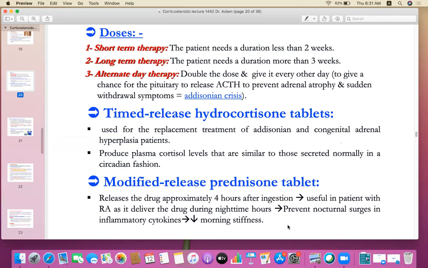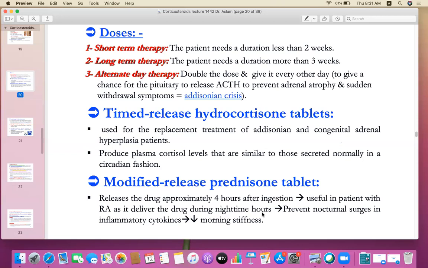But this tablet is prepared in this manner, it will not be able to break down in 30 minutes. It will take 4 hours to break down. So what happened? It released the drug approximately 4 hours after ingestion, after taking the tablet. And this therapy is useful in the patient with RA. What is RA? Rheumatoid arthritis. The patient of rheumatoid arthritis. Now, why is it necessary? As it delivers the drug during nighttime hours.